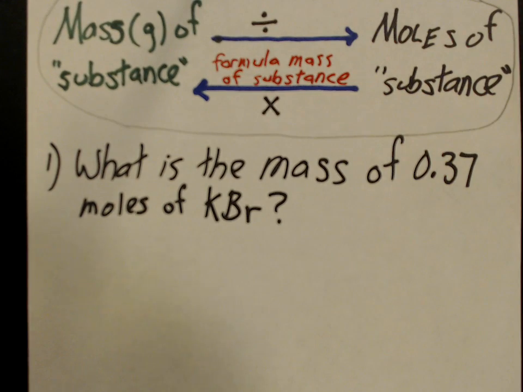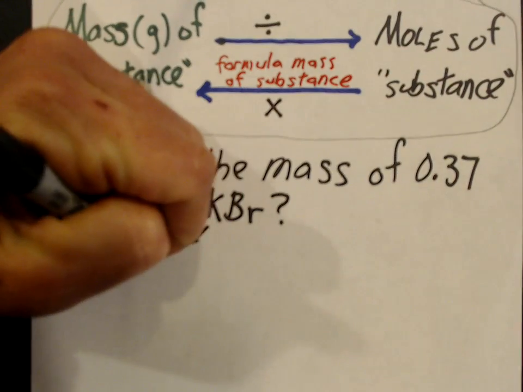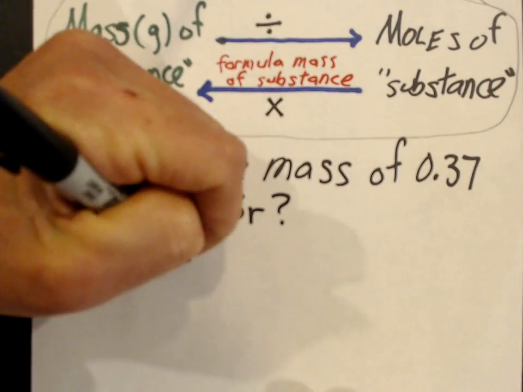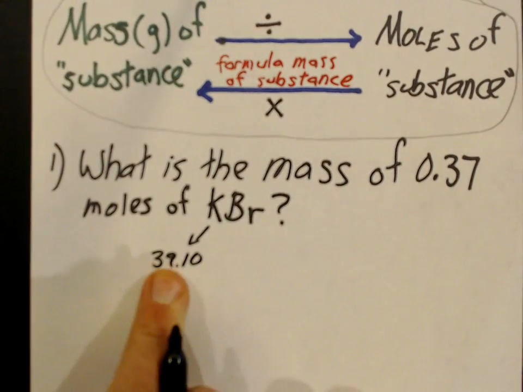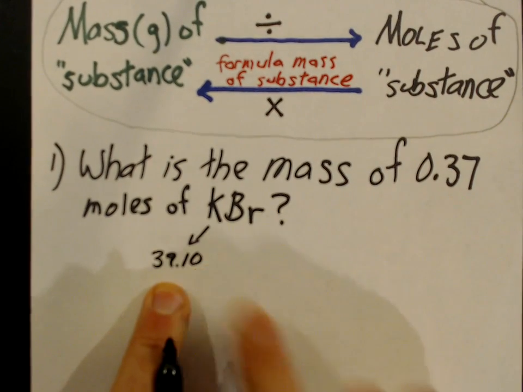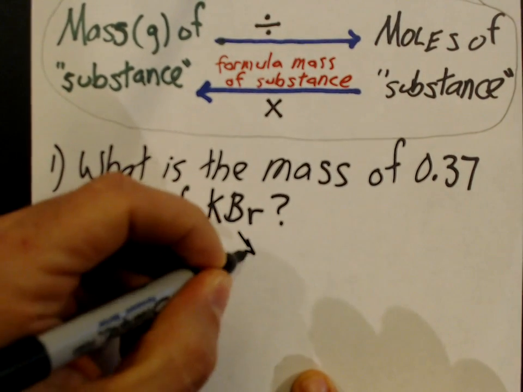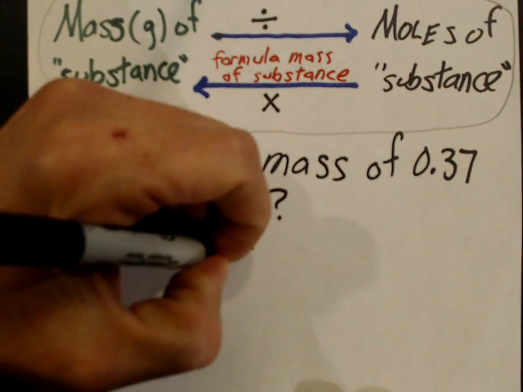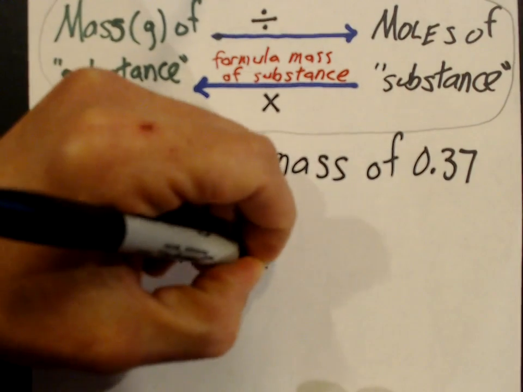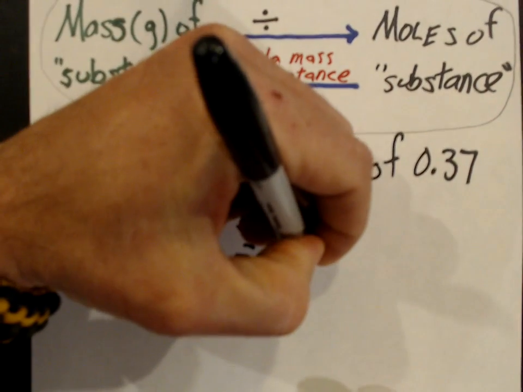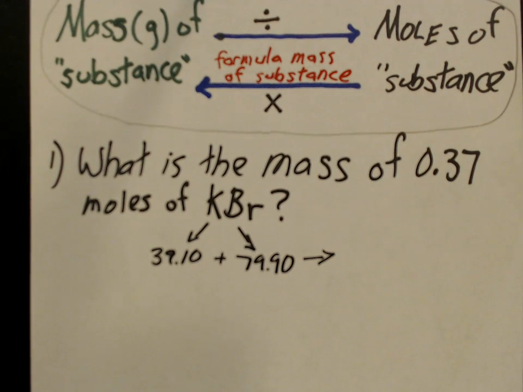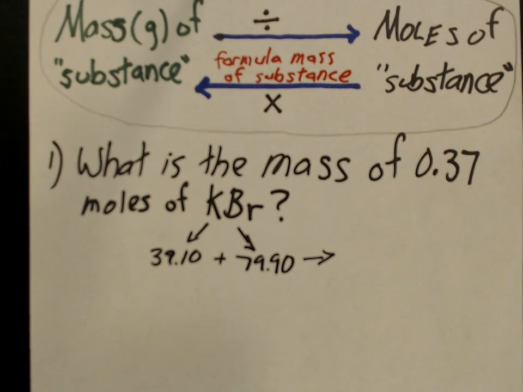So KBr: 1 atom of potassium, 39.10. That's the mass of potassium from the periodic table, rounded to 2 decimal places. And then what about bromine? 79.90, 2 decimal places. Since there's 1 atom of each, I can find the formula mass simply by adding those 2 numbers together. Let me take a moment and do that in my calculator.